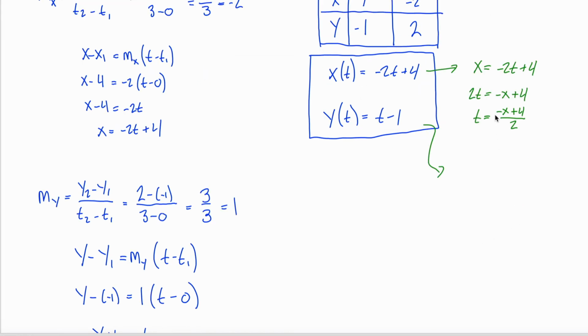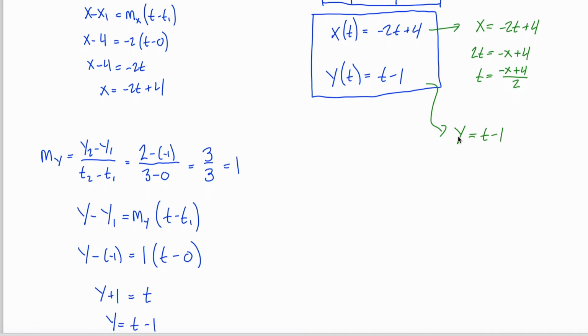I can take this value of t and substitute it into this equation, which expresses y in terms of t. Y is equal to t minus 1. But if I want y to be in terms of x, all I got to do is change this t into this expression, which is in terms of x. So instead of t minus 1, I'll write negative x plus 4 divided by 2 minus 1.